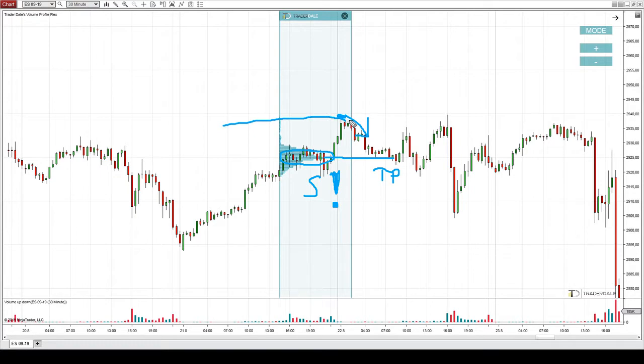Alright, so you went short from there, and in here you take your profit at the heavy volume area or a little bit above it, so you can actually close the position somewhere in here.